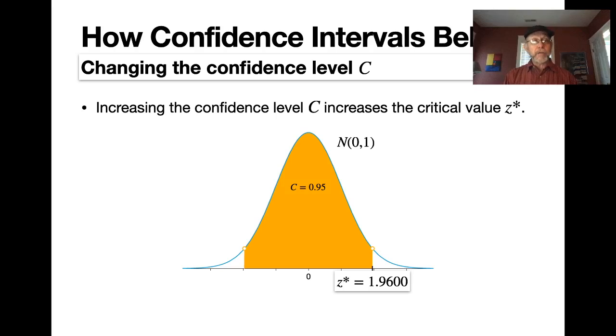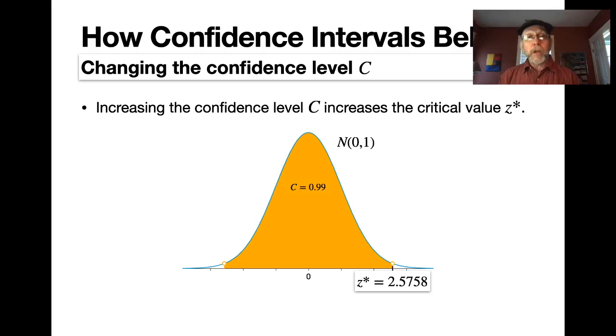For 95% confidence, we find a Z star value of 1.9600. If I increase it further to say 99%, the Z star has to increase even further. For 99% confidence, your critical value turns out to be 2.5758.